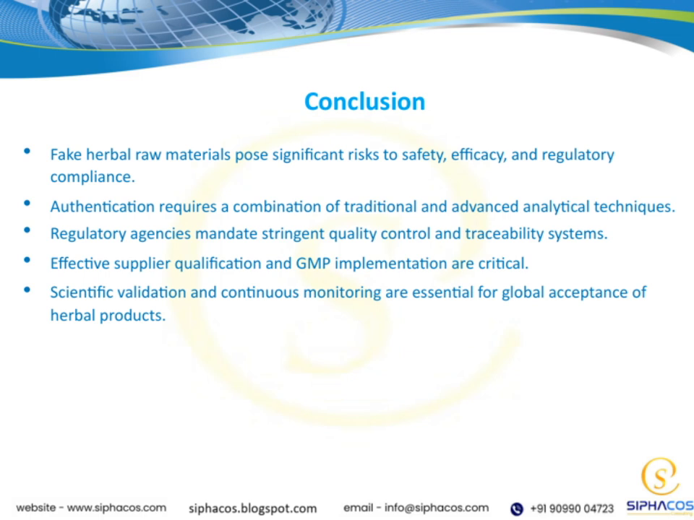That's why effective supplier qualification and implementing good manufacturing practices, or GMP, are so critical. They help us maintain consistent quality and reduce risks. Finally, scientific validation and continuous monitoring are vital for gaining global acceptance of herbal products. These steps build confidence in the product's safety and efficacy, and they support the long-term success of herbal medicine in the market. So, in summary, rigorous authentication, strict quality systems, and ongoing validation are the pillars that support safe, effective, and compliant herbal products worldwide.